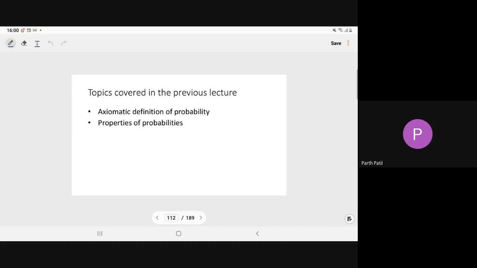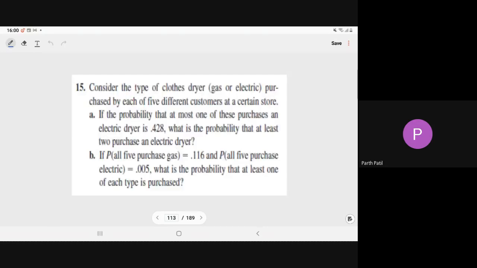Last time we covered the axiomatic definition of probability, with which you can compute the probability for unequally likely events. Thereafter, we studied a few properties of probability. Then we did some questions. I think you have done this question in the tutorial hour. If you have not, it will be done, because it is a question of the tutorial hour. So I'm skipping.